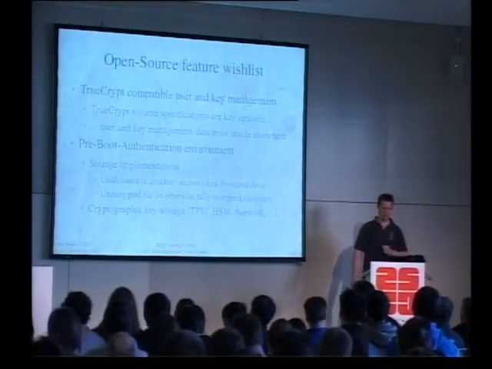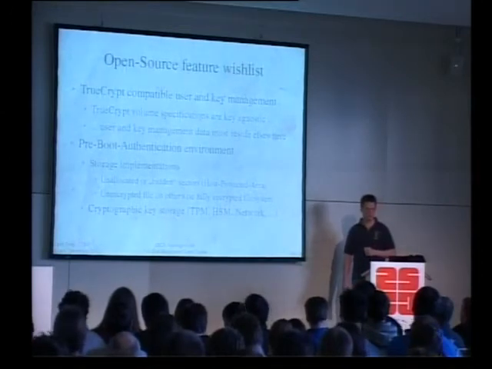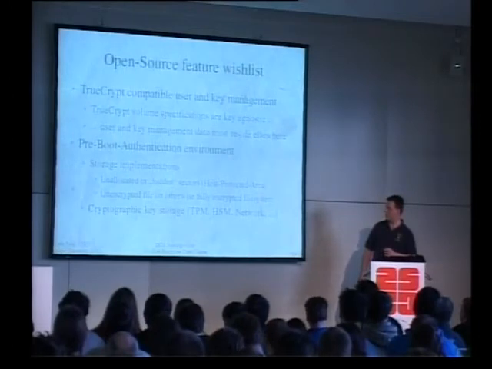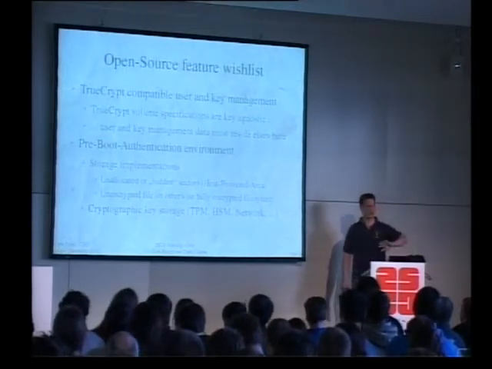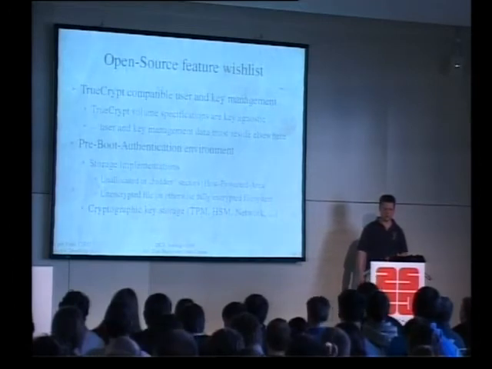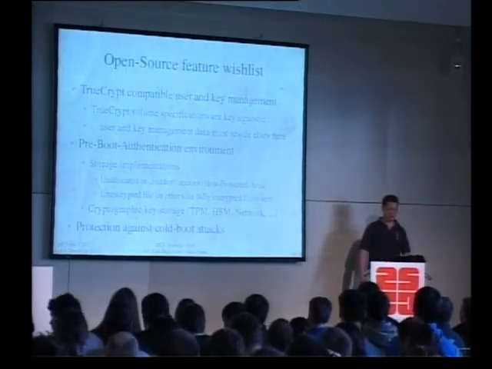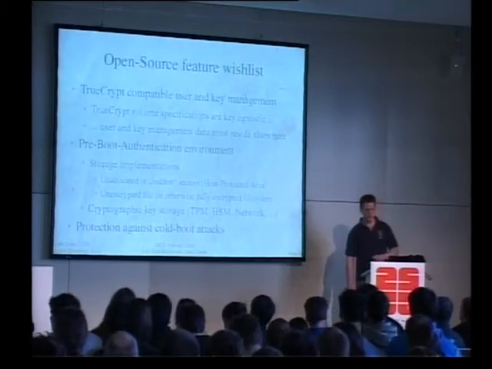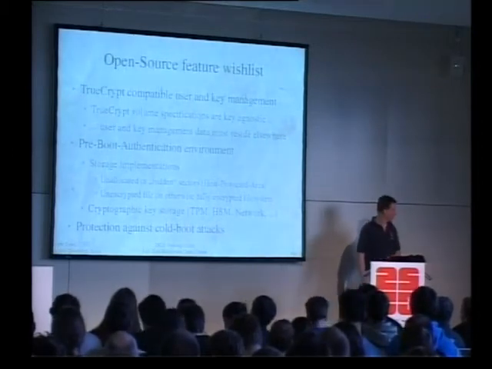Cryptographic key storage, TPM support, high security modules, network booting, so anything that's interesting to push the key out of the system, but to allow automation, like for a server environment. Protection against cold boot attacks. I would say this is because I'm running down low on time.